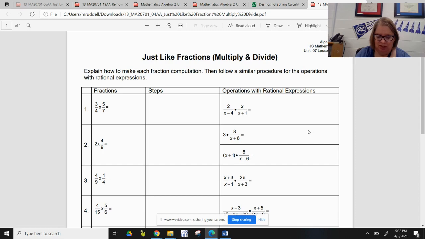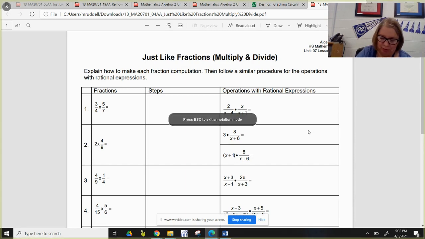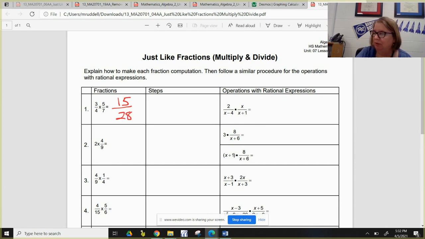So, number 1 says 3/4 times 5/7. When we're multiplying, now they used an X for the multiply. I really wish they wouldn't do that, but we can deal with it. The X in the middle there is a multiply. It's not a variable. 3/4 times 5/7. So we're going to multiply across and get 3 times 5 is 15. 4 times 7 is 28. What were our steps? We multiplied across. Top times top, bottom times bottom.